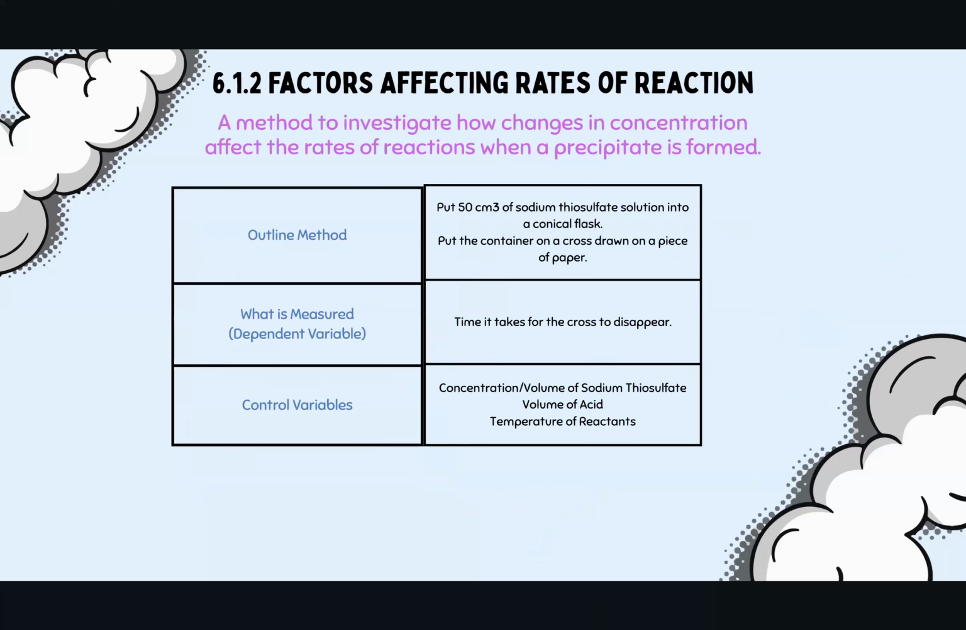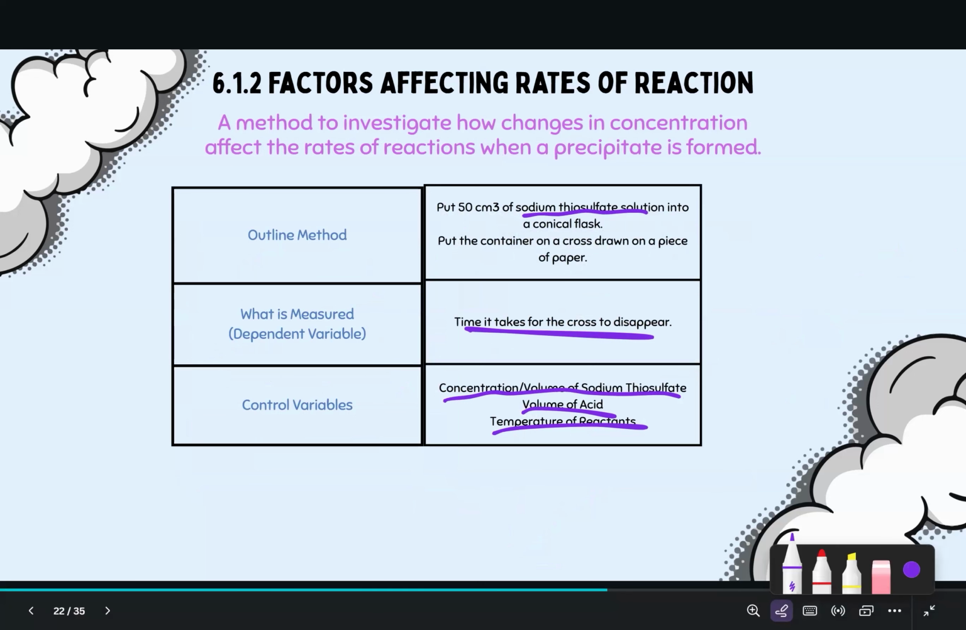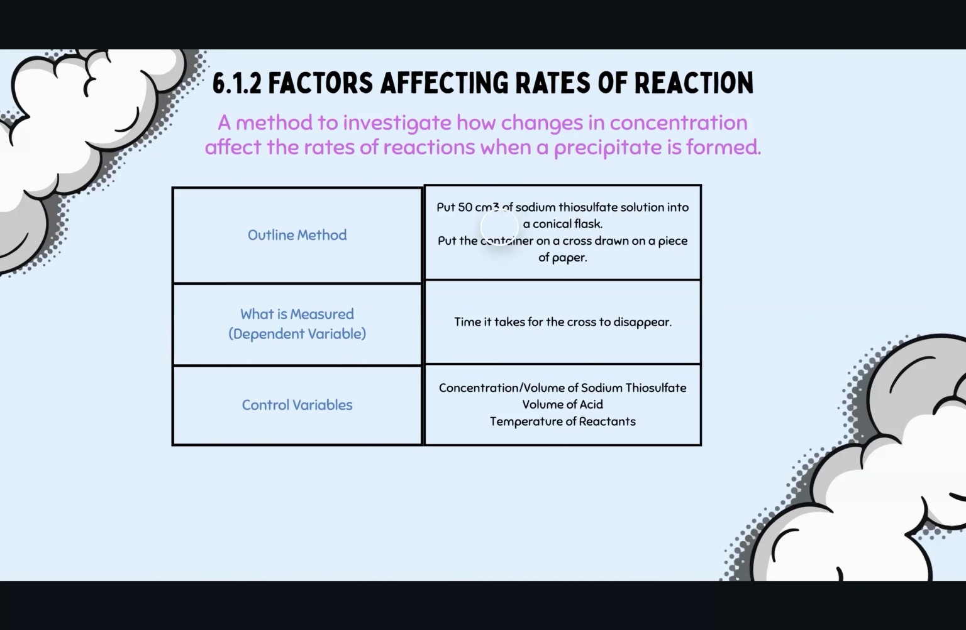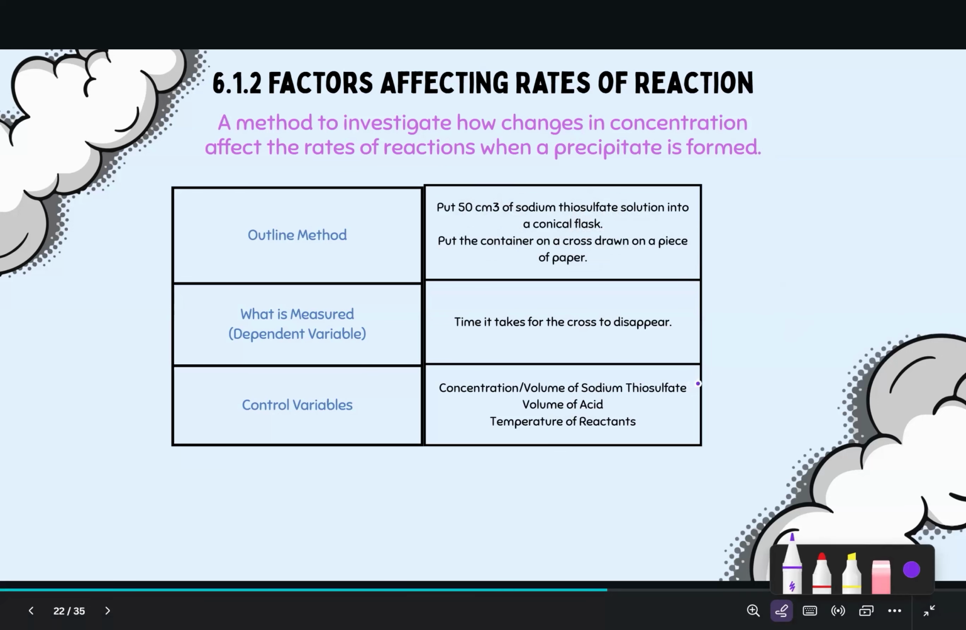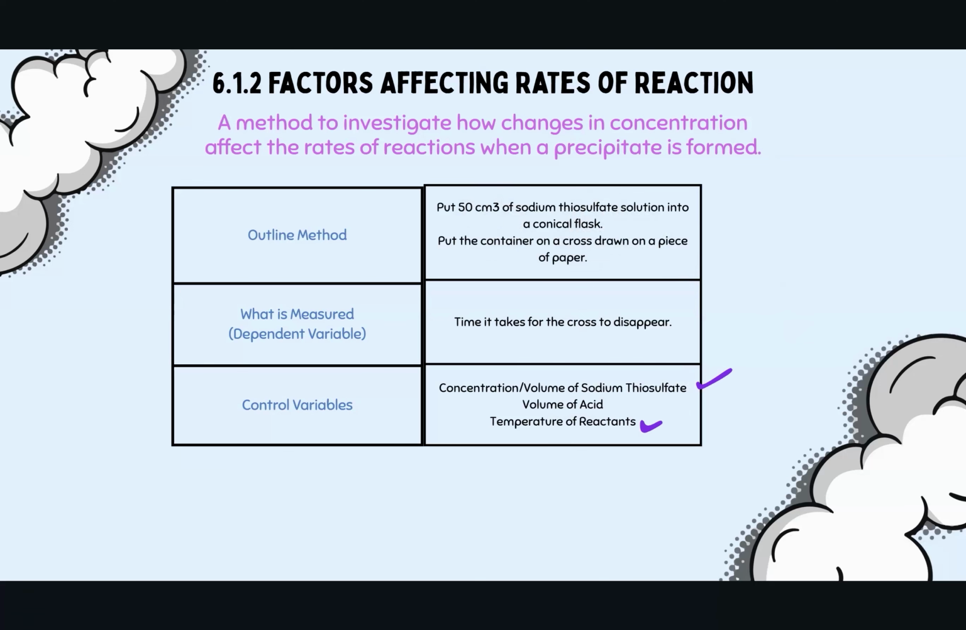So here it's just giving you a method. Put 50 centimeters cubed of sodium thiosulfate solution into a conical flask. Put the container on a cross drawn on a piece of paper. Measure the time it takes for the cross to disappear. Make sure that your concentration and volume of sodium thiosulfate stays the same. The volume of acid stays the same. The temperature of the reactant stays the same. And then you repeat the whole process using a different concentration of sodium thiosulfate and see what difference that makes. So you can change this, you could change this and see what impact that has.